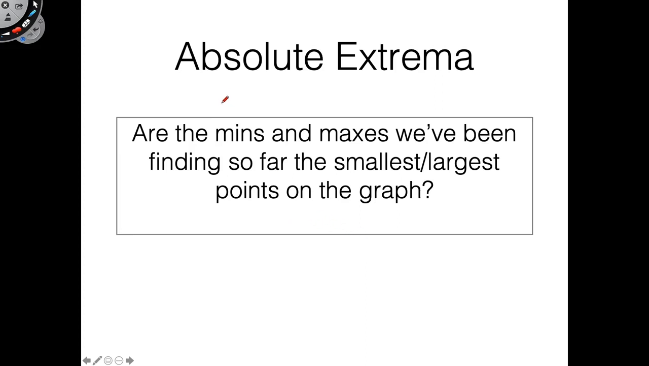You might remember we found min values using our first and second derivative tests, and same thing for maxes. We could find max and min, but we never really stopped to consider if those were in fact the smallest or largest points on the graph everywhere. We knew that there were some kind of max or min, but we didn't know if they were the smallest or largest everywhere. So in this video, we're going to dig into that a little bit and see if we can come up with some cool ideas.